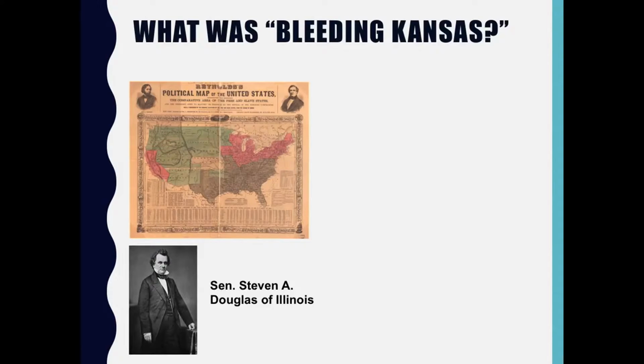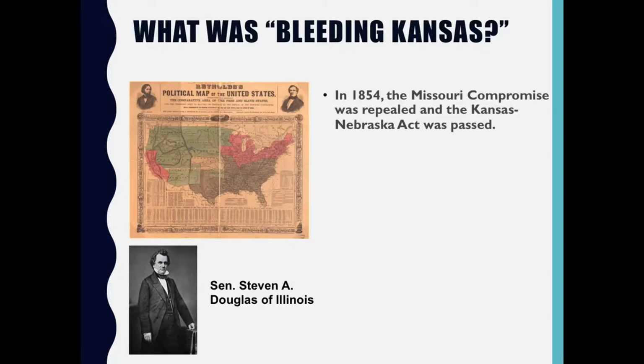The next event that is part of the sequence of events that led to the Civil War was known as Bleeding Kansas. This is a very sad tale in the history of the country. In 1854, the Missouri Compromise, which is also known as the Compromise of 1820, was repealed. And as you know, that's a vocabulary word that means the law was canceled or taken away. And a new law was passed called the Kansas-Nebraska Act. And this kind of laid the groundwork for some serious conflict.